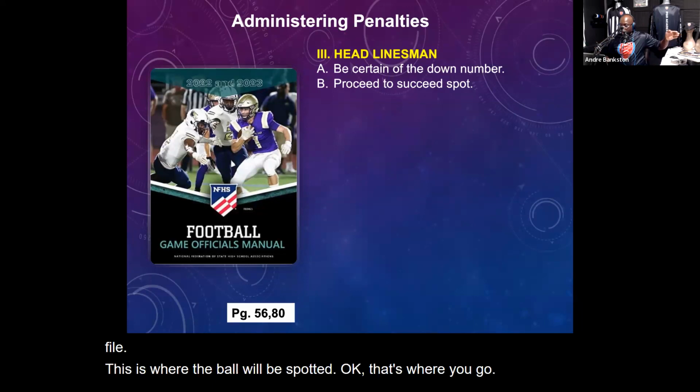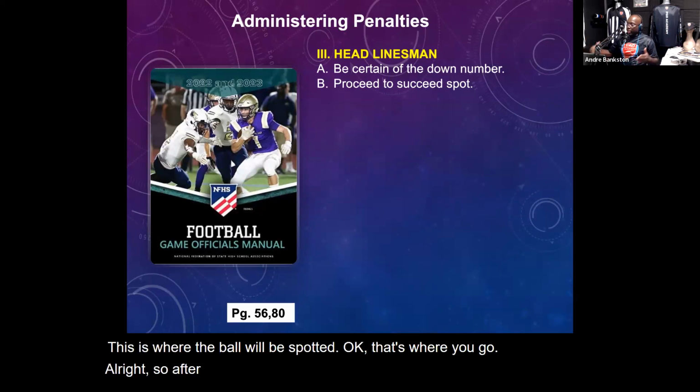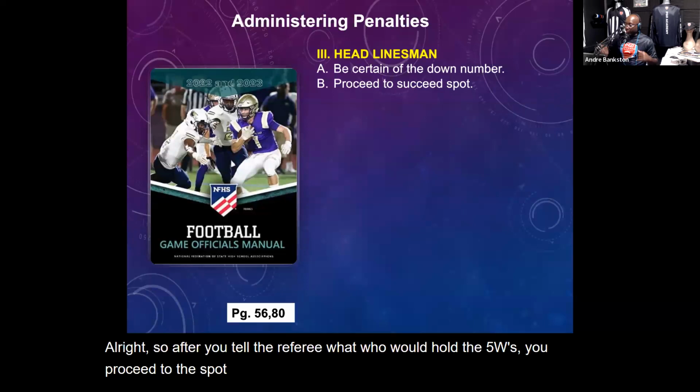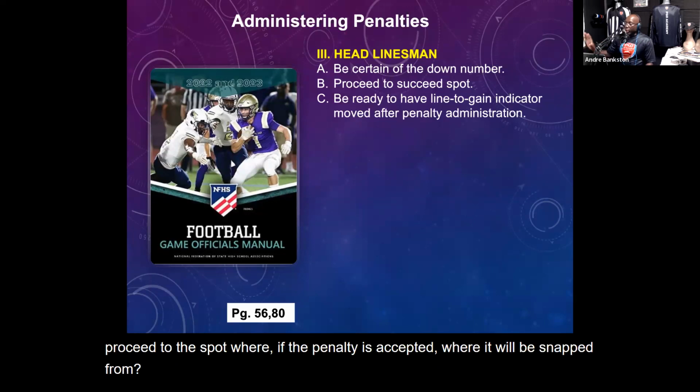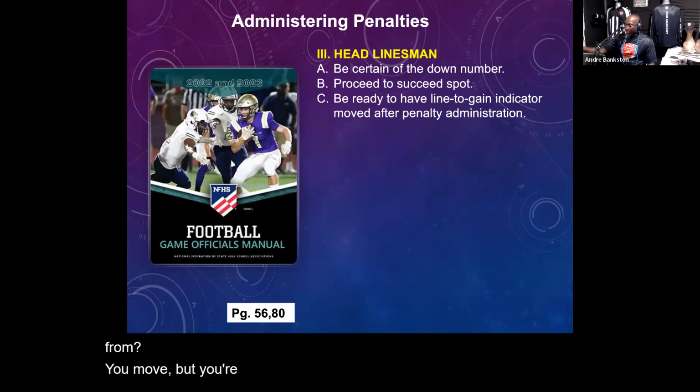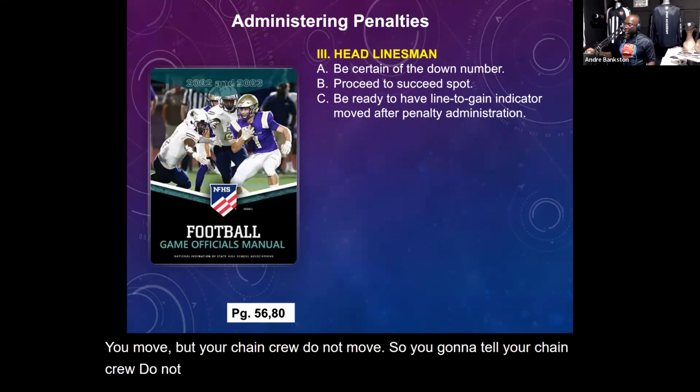All right? So after you tell the referee the 5 W's, you proceed to the spot where, if the penalty is accepted, it will be snapped from. You move, but your chain crew does not move. So you're going to tell your chain crew, do not move until we make a decision.